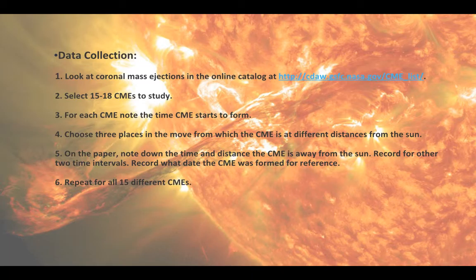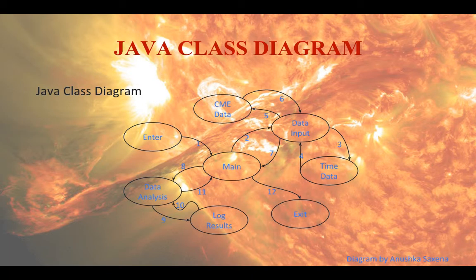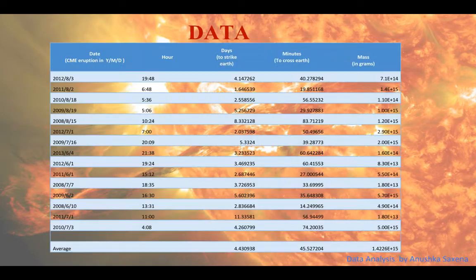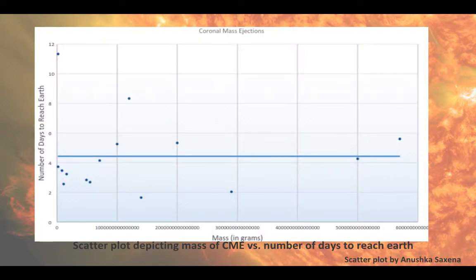I had to find the distances CMEs traveled during certain time periods, and then I inserted this info in my program. The program would calculate initial speed, acceleration, and average time it would take to reach Earth. Here are a few data points that I had collected through the experiment. Let's look at this graph.